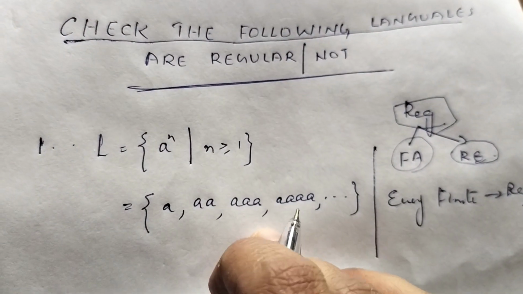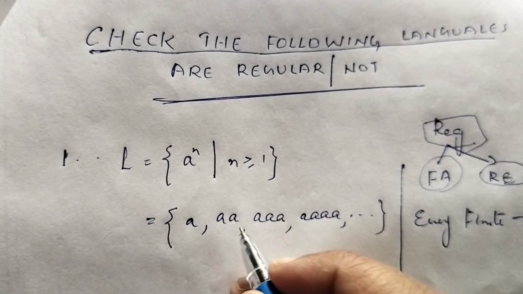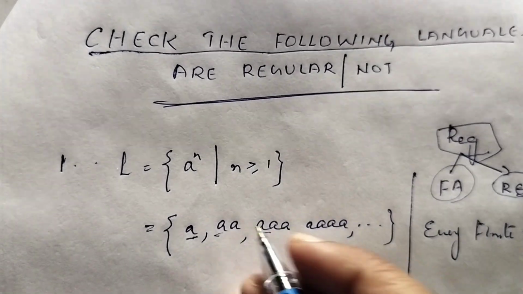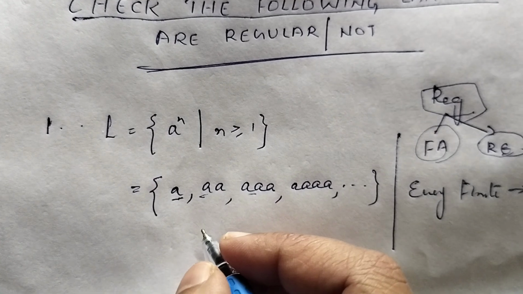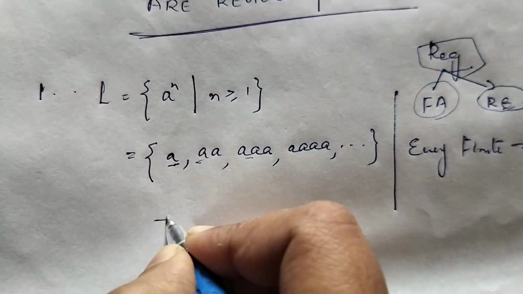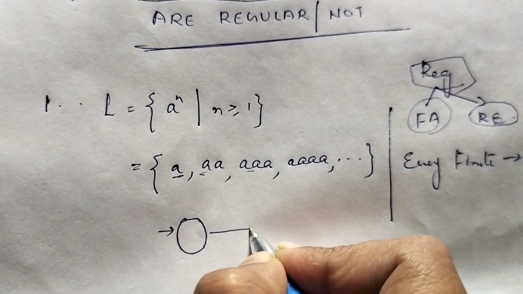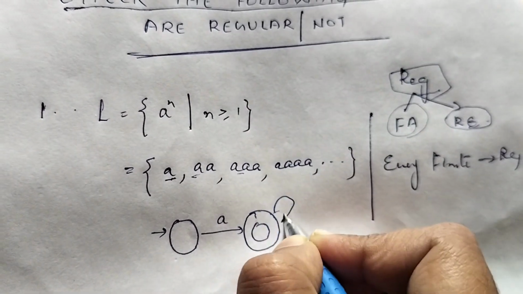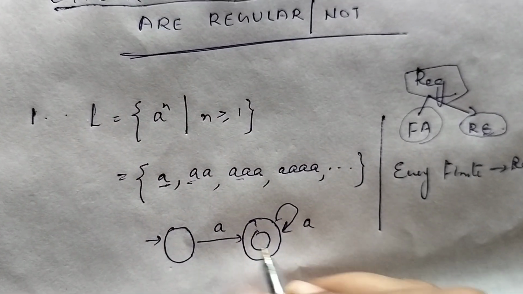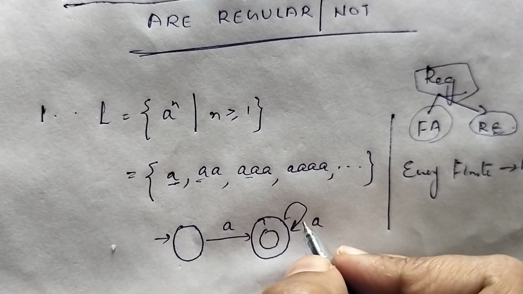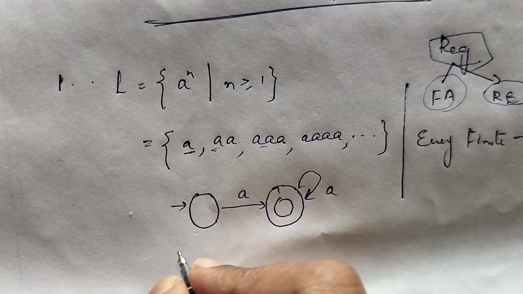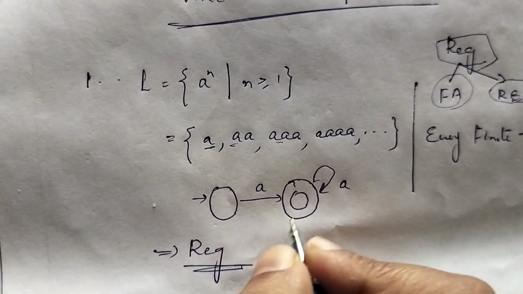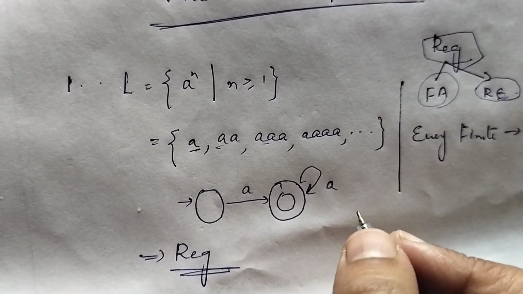From this, are you able to draw an automata? See here, you can see a repeating pattern. First 1a, then 2a, then 3a, then 4a. So a is repeating, right? The minimum condition is 1a. So just try to draw the automata for this one. Minimum 1a should be accepted, then any number of a's, right? So we are able to draw the automata. So definitely this particular language is regular. Also we can represent it by using a regular expression too.